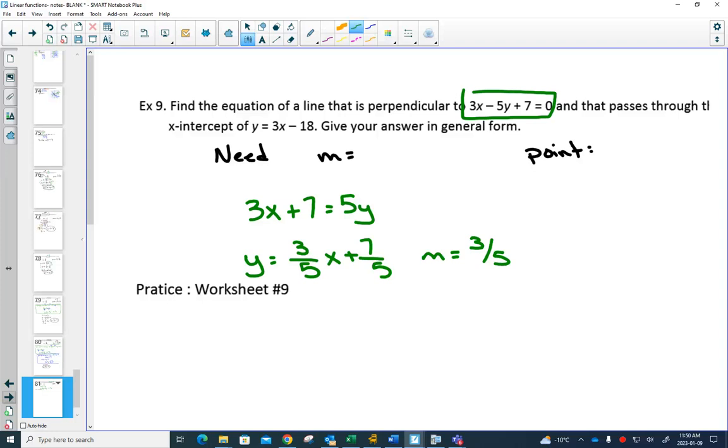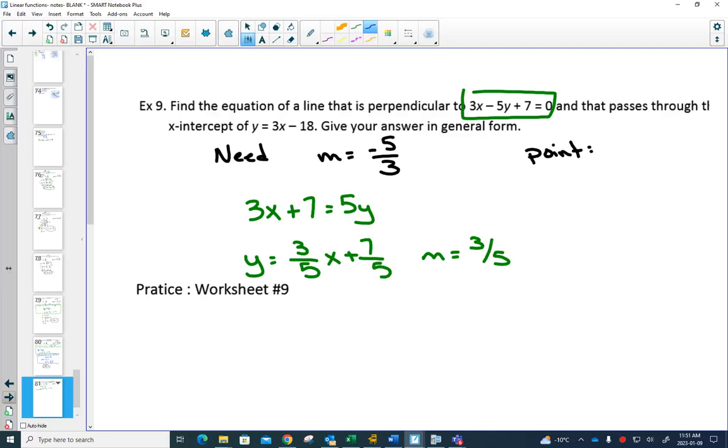So when you're showing your own work, we don't have to write down as many words. That's the part where you have to understand why you're doing it. We wanted to change this to y equals mx plus b so we could get a slope. Our slope then, we can now write down, is going to be -5/3.